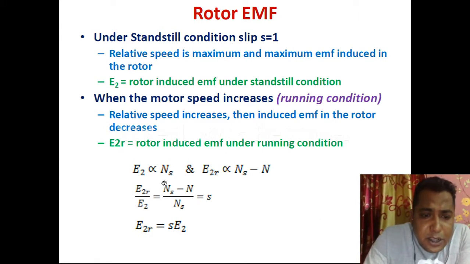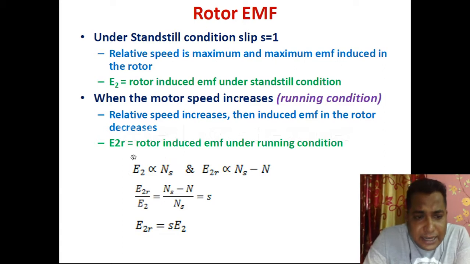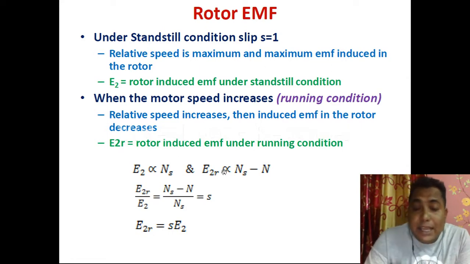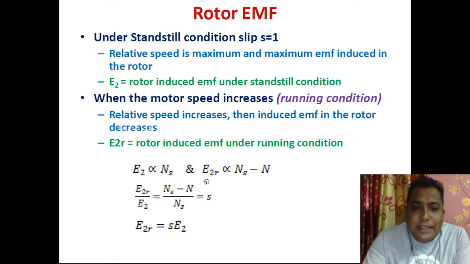So follow my pointer. As we can see, this E2 is directly proportional to ns, and this is at the standstill condition obviously. For the running condition, E2R, that is the rotor EMF, is directly proportional to the relative speed, ns minus n. Now if we divide these two equations, E2R by E2, that is ns minus n by ns, which is equal to s. So from that equation we can say that E2R is equal to sE2.